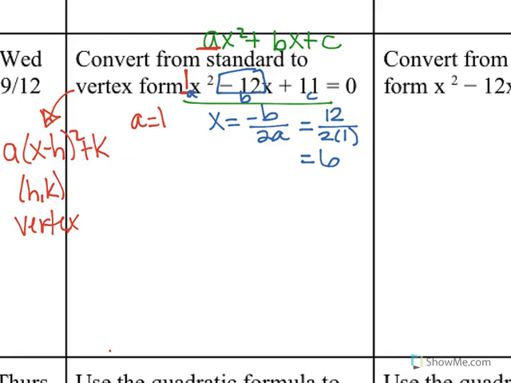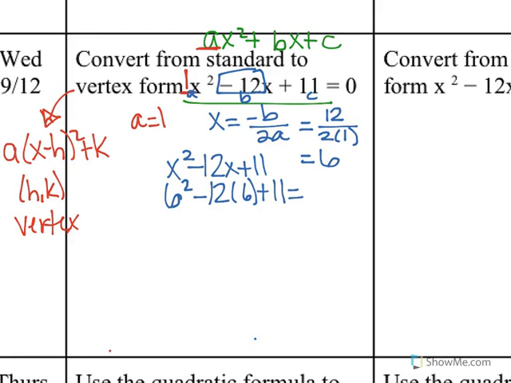To get our y value, we just plug it back in. So our original equation is x squared minus 12x plus 11. So instead of x, I'm going to replace x with 6. 6 squared minus 12 times 6 plus 11. And when I simplify this equation, I get minus 25. So our vertex is (6, negative 25). And our vertex is going to replace our h and our k. So this is my h, and this is my k.